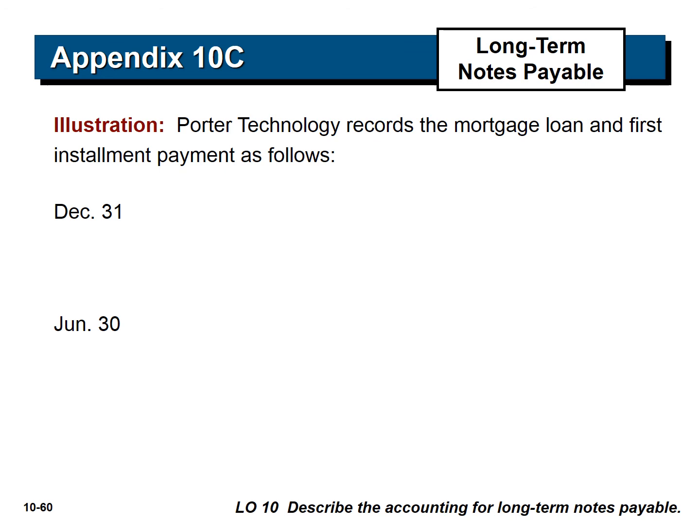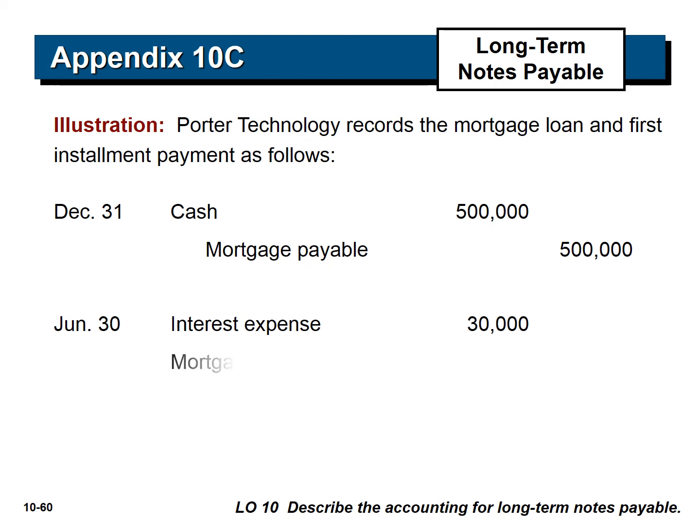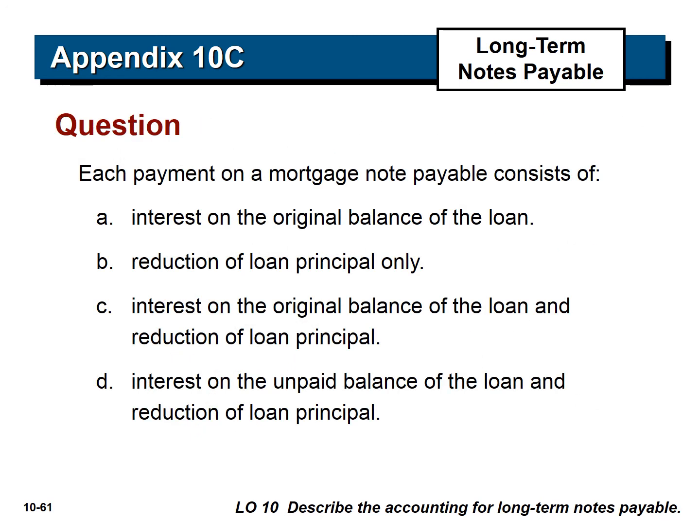So what are the journal entries? Record the mortgage loan and the first installment payment. Well, the mortgage loan is just like a note payable. We just call it a mortgage payable. Then the interest, which is the interest expense, like we saw in the previous slide, and the cash was given. So this just comes off the amortization table. All those numbers come right off of there. Each payment on a mortgage note payable consists of interest on the unpaid balance and a reduction of the loan principal. In other words, principal plus interest.